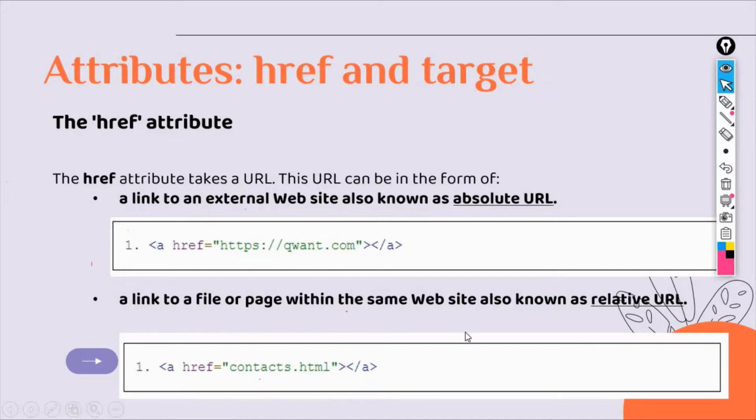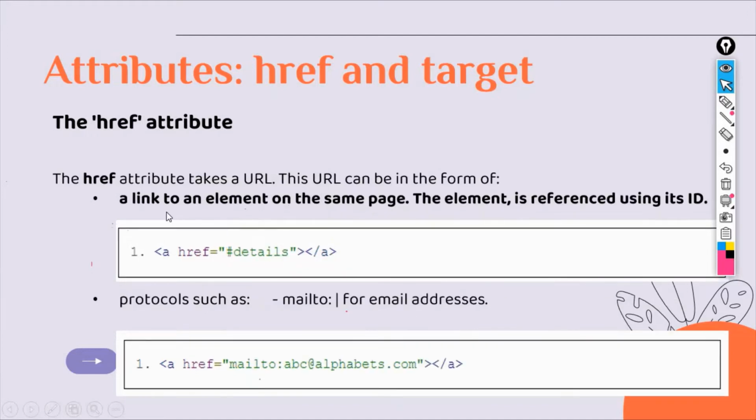This is within the web page. And then a link to an element on the same page. The element is referenced using its ID. If you want to link to a div with ID details, for example, the corresponding anchor tag will be like this, with a hashtag in front of details. So the ID is details. That also works for protocols such as this one, mailto and the specific email address.